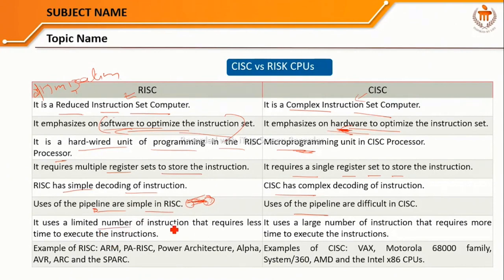And it uses a limited number of instructions that require less time to execute, so it takes less time. CISC has large instructions and also uses a single-bit register, so it takes more time. Examples of RISC are ARM, Power Architecture, Alpha, ARC, and SPARC.